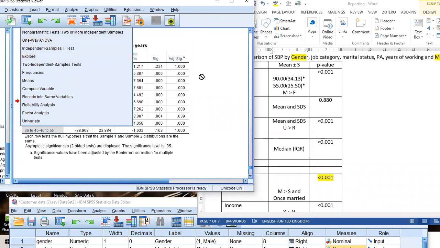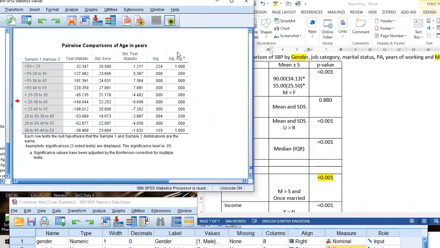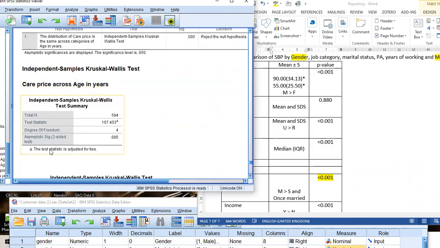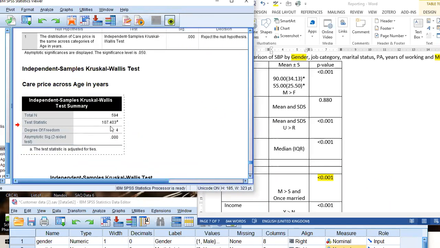Sorry, Prof. After I do the analysis, I can't see this pairwise comparison. Which version are you using? 25. In some versions, you must click this table. The table comes out, this kind of table, right? Click the table, and then one more table, you break into two partitions. Under this section, go below and click pairwise comparison.